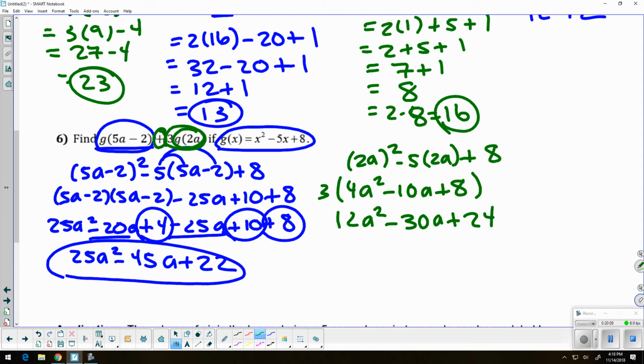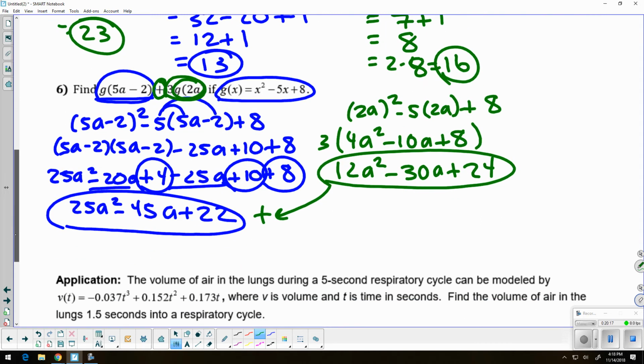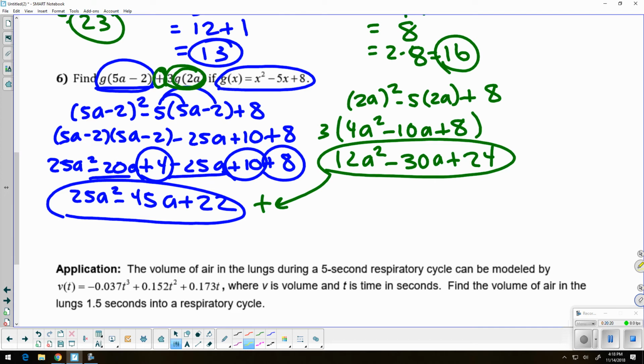And now I'm just going to add this with the one over here. So again, there's that plus sign in between. If you add these two together, that'll be your final result. I'll change my color one last time. We're doing the 25a squared, adding 12a squared, so that's 37a squared. The a's, we got negative 45 and then minus 30, so that'd be negative 75a. And now 22 plus 24, that would be 46. So plus 46, and there's your final answer.